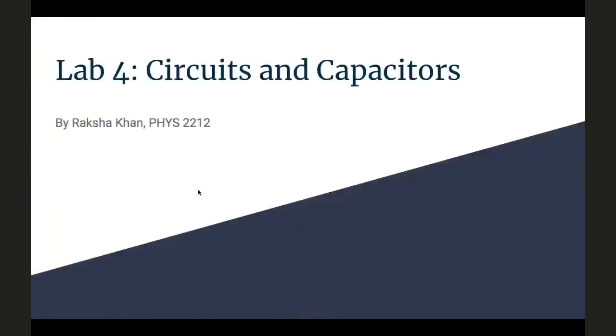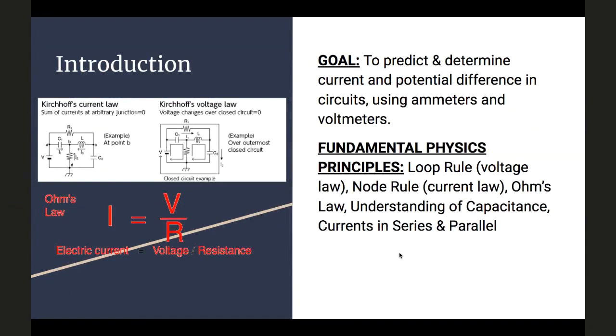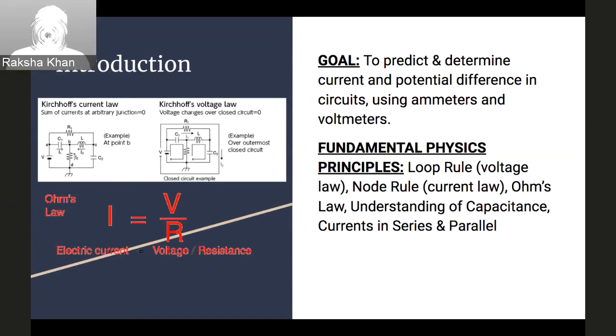My name is Raksha Khan, and this is my Physics 2 lab report for Lab 4 on circuits and capacitors. So the goal of this lab is to predict and determine the current and potential difference in different circuits using ammeters and voltmeters.